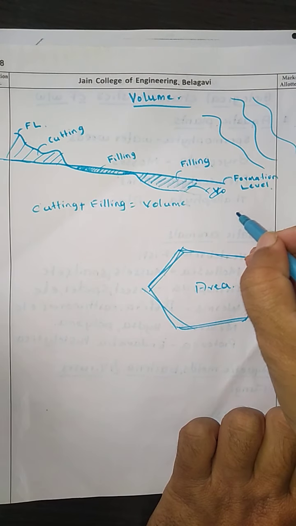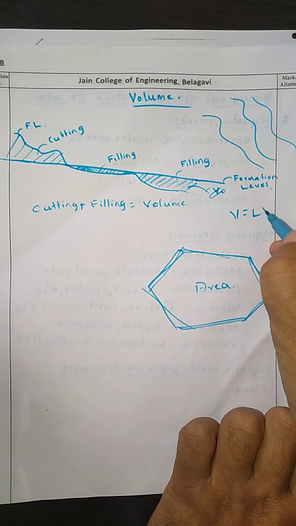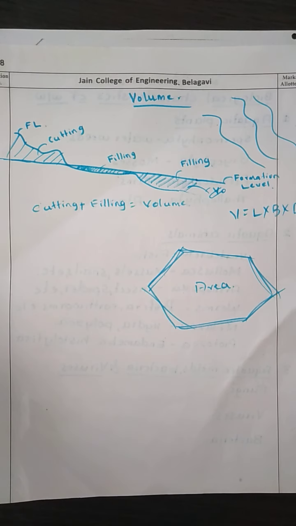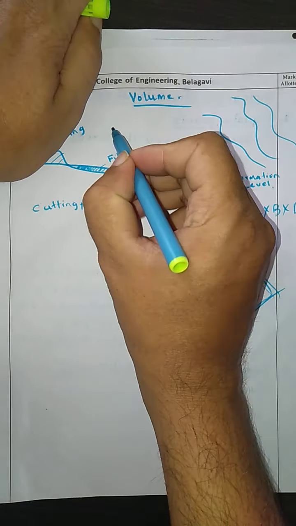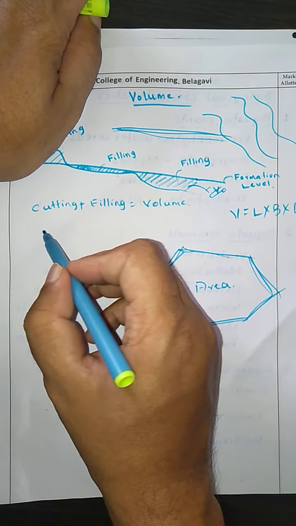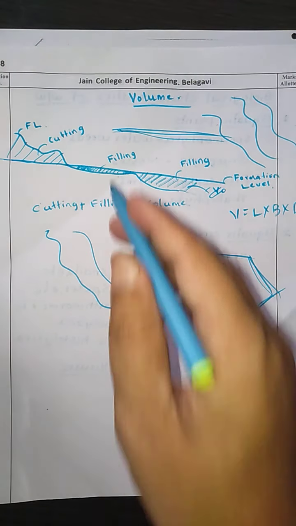Volume is nothing but length into breadth into depth, right? So if you want to construct anything on an undulated area, you will be taking the leveling and seeing how the formation level is there. Based upon that you will be deciding whether you should go for cutting or filling. If the area has a flat slope, then you may go for the construction. If it has too much undulation, then you may go for cutting and filling operation.